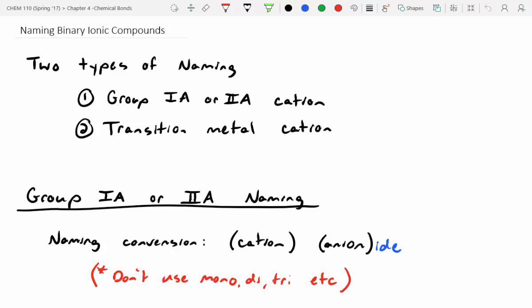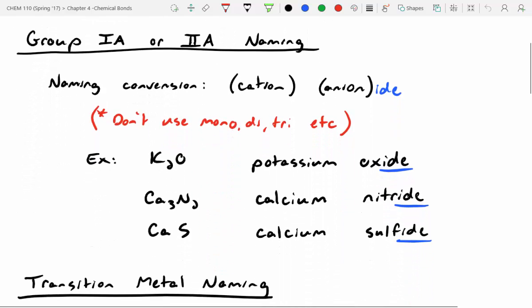All right, so yesterday we talked about naming ionic compounds, and we said that there's two types of naming depending on the identity of your metal, right? So if you've got a group 1A or 2A cation, the naming's really simple. You just have your cation go first, followed by your anion with an IDE suffix. And so we had examples like potassium oxide, calcium nitride, calcium sulfide, etc.